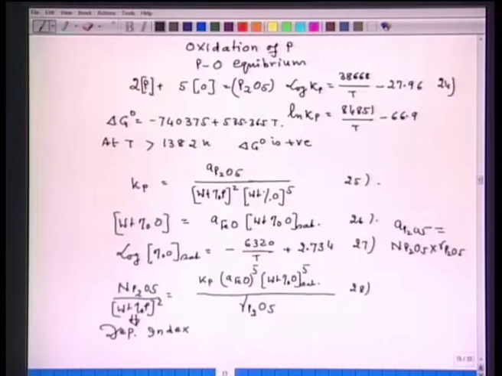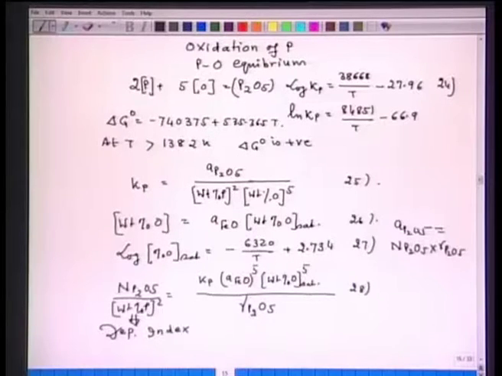What do we want? Higher values of Np2O5 upon wt percent P need low value of gamma P2O5, because we want to remove phosphorus from the hot metal. If you want to remove phosphorus from the hot metal, then the ratio Np2O5 upon wt percent P square must be very large, and in order that this ratio should be large, gamma P2O5 should be very low for a given activity of FeO and given dissolved oxygen content in the bath.